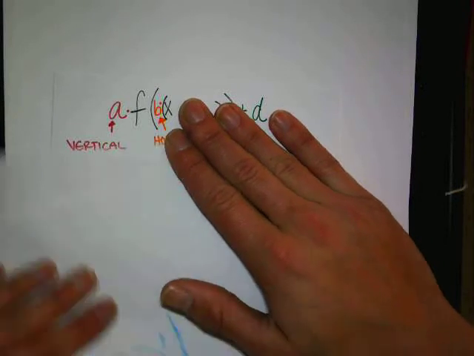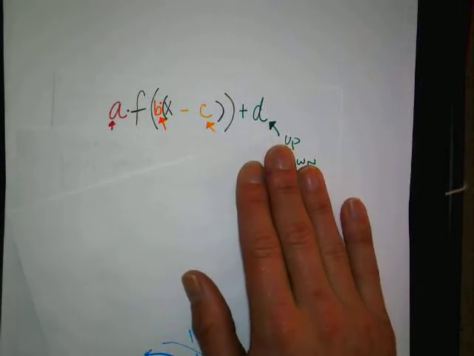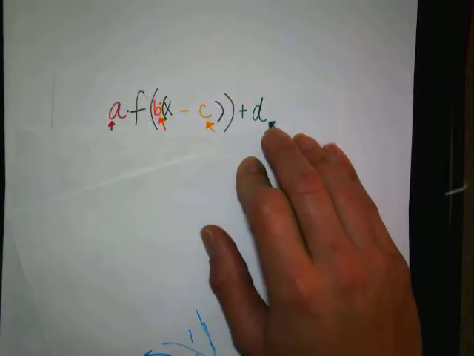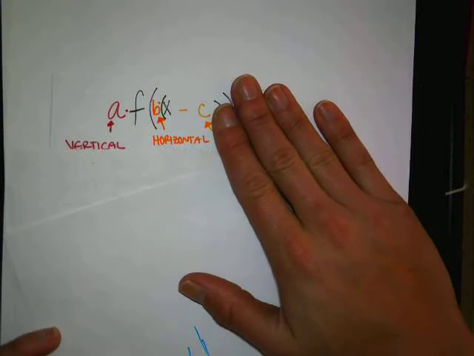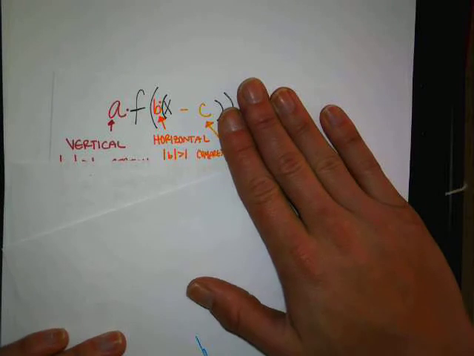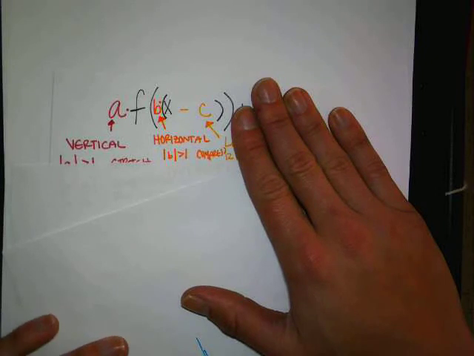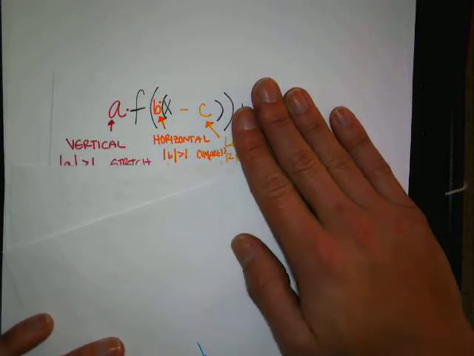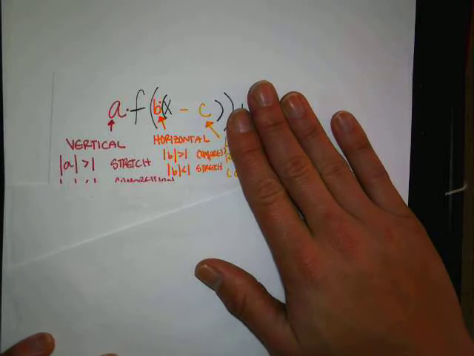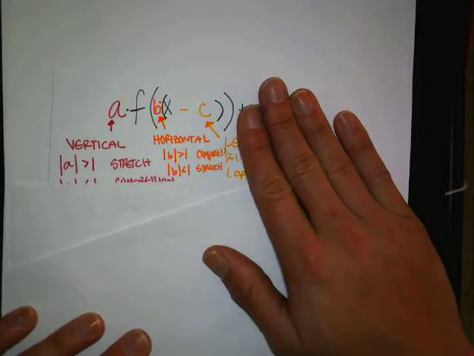All right, so now for the B value. The B value is the same thing, except now you have to think everything is opposite. So first of all, it's horizontal. If your B is bigger than 1, it's opposite: a compression, because everything's opposite. If it's less than 1, it's a stretch. And if it's negative, it's a reflection over the Y.